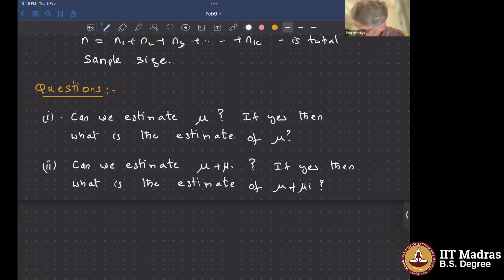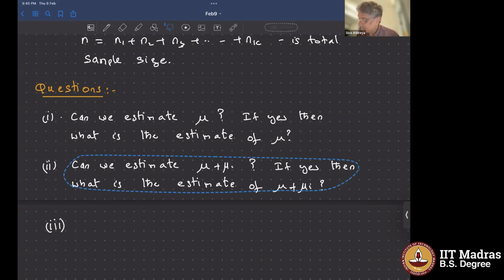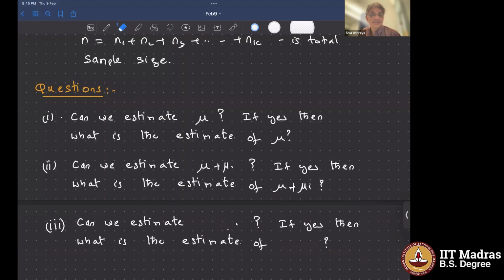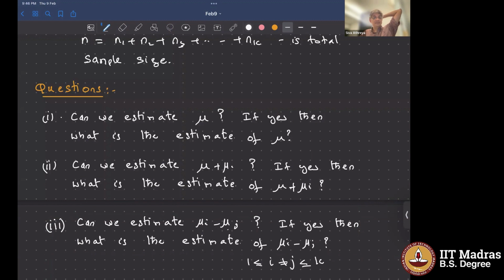Then suppose I want to compare between populations, because mu is the overall effect. Can I estimate mu i minus mu j? And if so, what will the estimate be? And here I will think of it just to make sure that I don't do any silly things. I'll think of i not equal to j, and i and j between 1 and k. Very nice. So these are some of the questions one needs to understand.